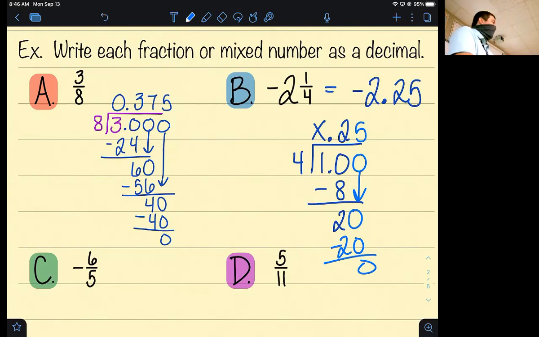So if 1/4 is 0.25, what's 2/4? 0.50 or 0.5, since 2/4 is the same as 1/2. My guess is you probably memorized that 1/2 was 0.5 last year. What's 3/4?